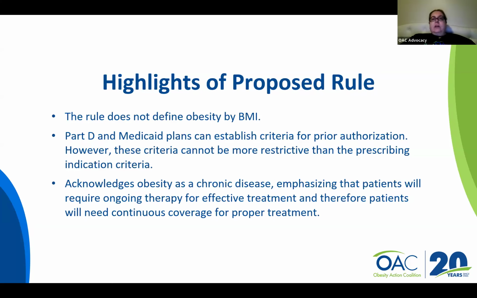These medications have specific indications and prescribing criteria. So a Part D or Medicaid plan cannot make their coverage more restrictive than what the prescribing criteria is. The most important thing is it acknowledges obesity as a chronic disease, and it emphasizes that patients will require ongoing therapy for effective treatment, and therefore patients will need continuous coverage for proper treatment. So it won't allow for prior authorizations every 6 months or something like that. That's just an example. That's not exactly spelled out, but it acknowledges that this is something that patients might need on a long-term basis.